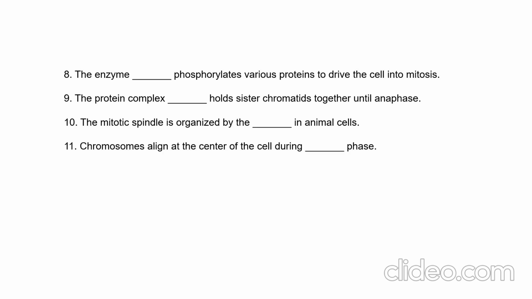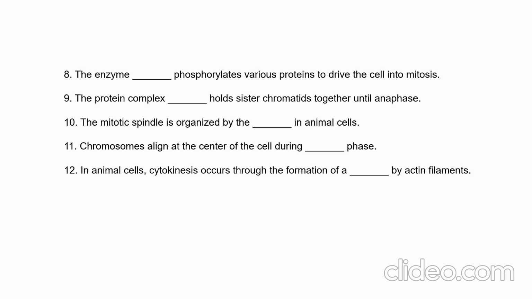So great. Next question: the chromosomes align at the center of the cell during which phase? Easy one. Metaphase. Okay, great. So I think that one doesn't need too much explaining. All of you remember from your coursework as well as my first couple of slides that you have your metaphase plate, or equatorial plate, forming during metaphase, where all the chromosomes align. Okay, next question. In animal cells, cytokinesis occurs through the formation of a dash by actin filaments.